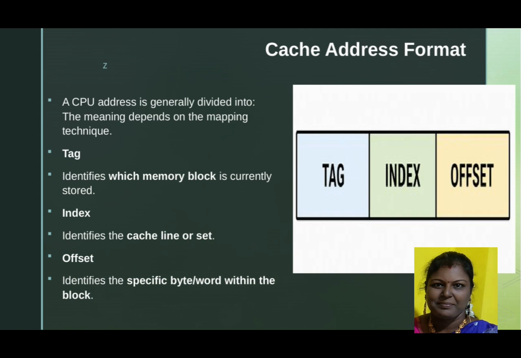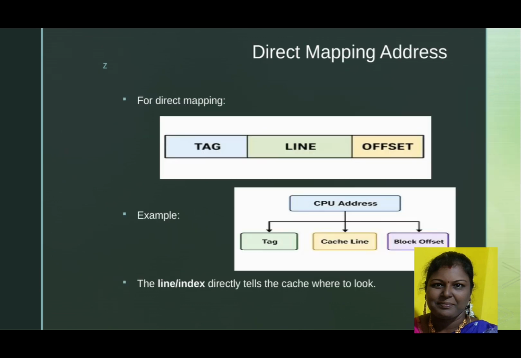Let's talk about direct mapping. It's a straightforward way to connect memory addresses to cache locations. Here, the line or index in the address points directly to a specific spot in the cache. There's no searching around. The address itself tells the cache exactly where to find the data. This makes access simple and fast, but it also means each cache line has only one possible place to go. It's a trade-off between speed and flexibility.